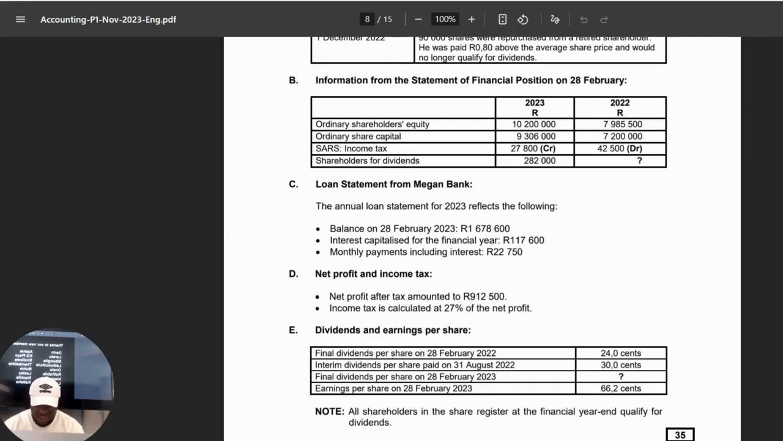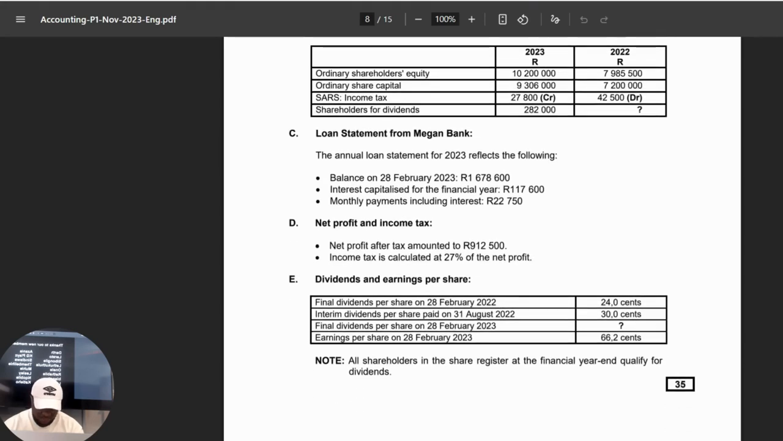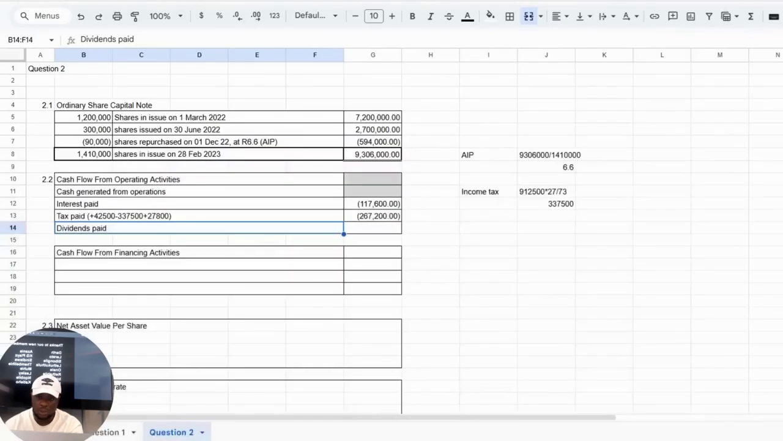We have the information in E, which gives us the dividends. So it says dividends and earnings per share. So final dividends per share, 28 February 2022. So this is the end of the previous year, which works out our shareholders for dividends in the previous year was 24 cents. And then how many shares were in issue? Well, we do know, because in our answer sheet, we're already given that there was 1.2 million shares in issue when the year started.